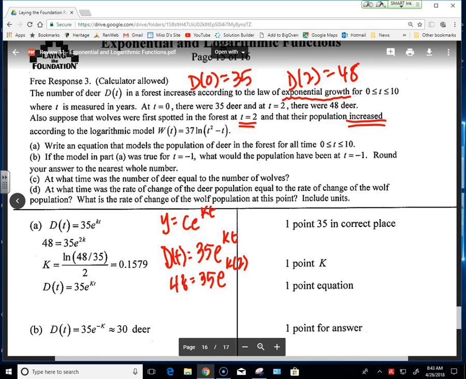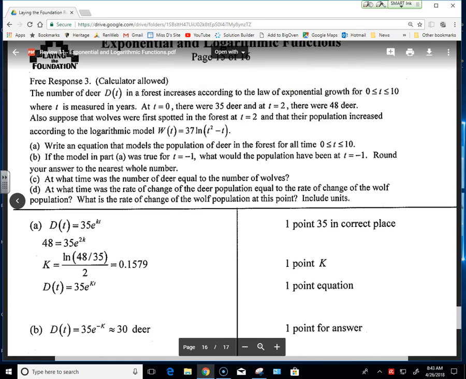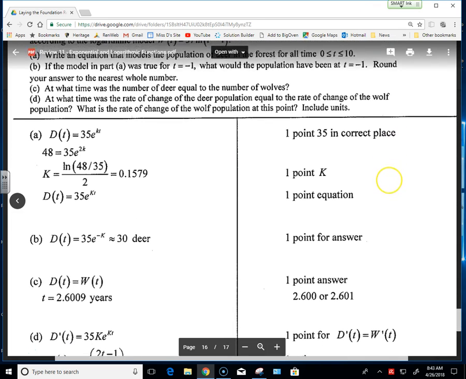If the model in part A was true for t equals -1, what would be the population? What would the population have been at t equals -1? All you had to do is just plug in t is -1 and solve.